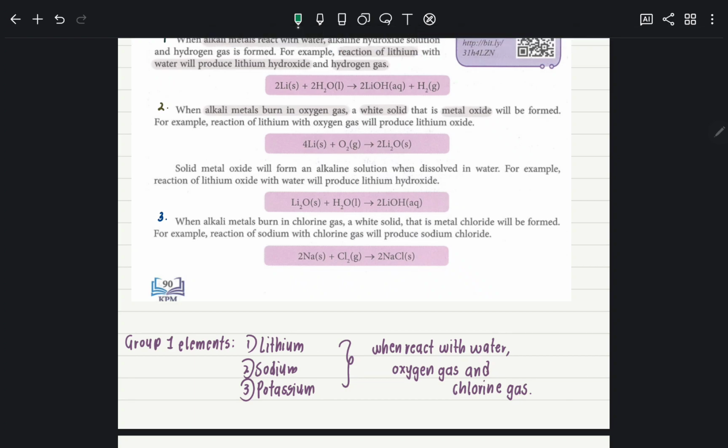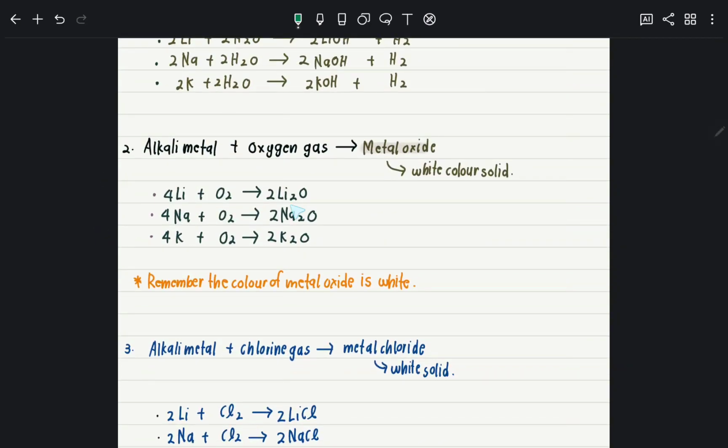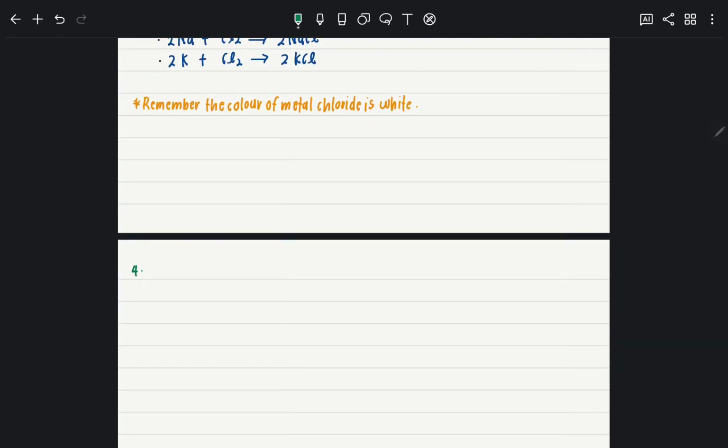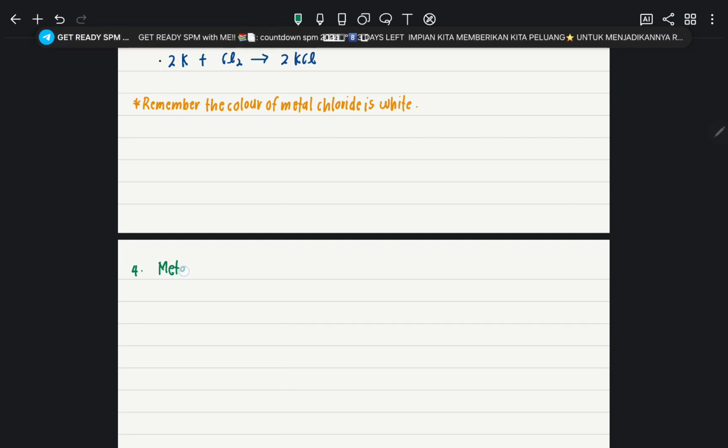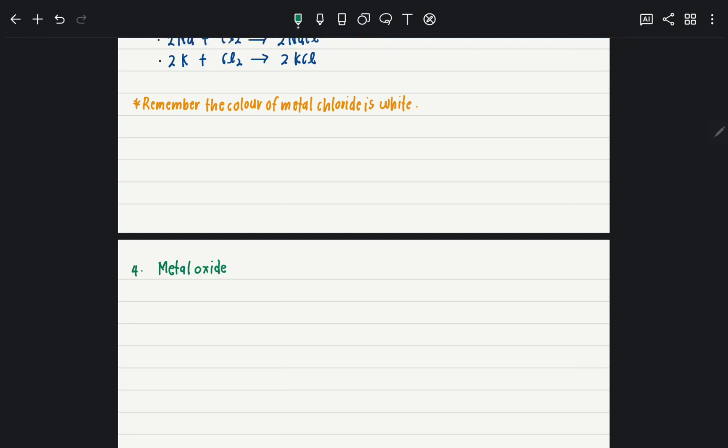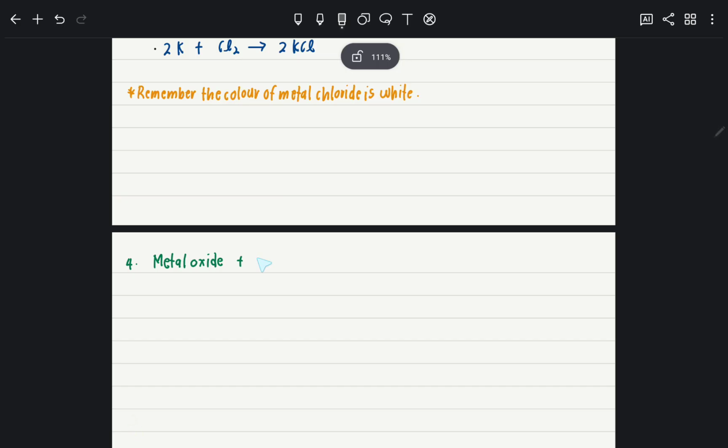Wait, I write number 4 right here. It is about what your metal oxide forms when it reacts with water. You know your metal oxides are lithium oxide, sodium oxide and potassium oxide, correct? Metal oxide reacts with water, H2O. Sorry. So your metal oxide reacts with water.